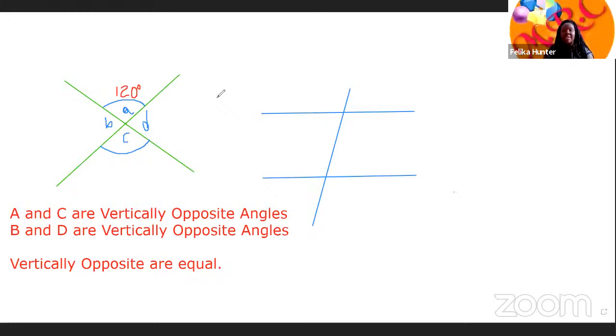So now we're going to practice in answering these questions. So they'll ask you to find the value of C, right? And when you're finding the value of C, I'm going to use green to do that solution. So when you're finding the value of C, you're going to write C equals 120 degrees. Okay, I'm not seeing a degree symbol.